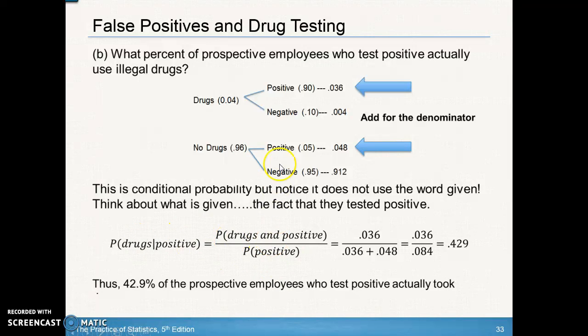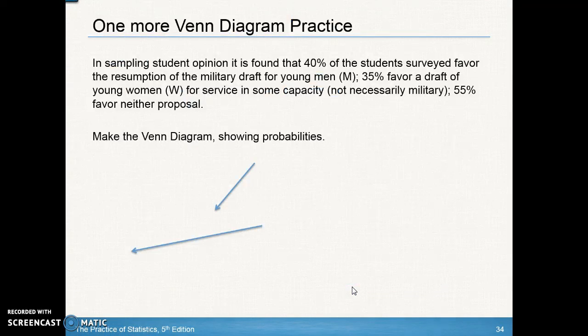Now, drugs and positive, boom, that's super easy to get because I already did that in my tree diagram. But positive, remember, isn't just a 1. For the denominator, you can either look back at part A or you have to understand that there are 2 places that they can test positive that you have to add together for that denominator. Show this work right here. Okay, and then your 0.429. So 42.9% of prospective employees who test positive actually took drugs.